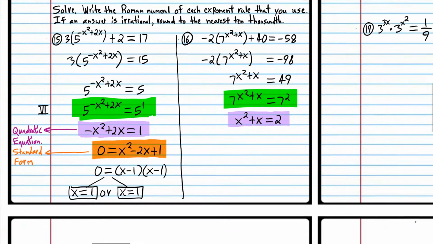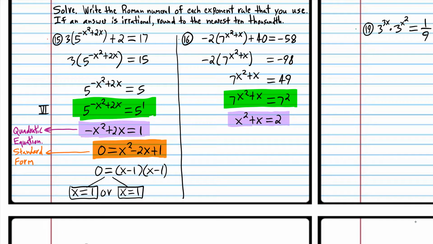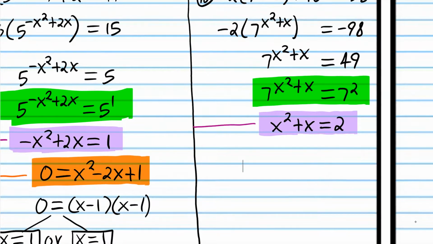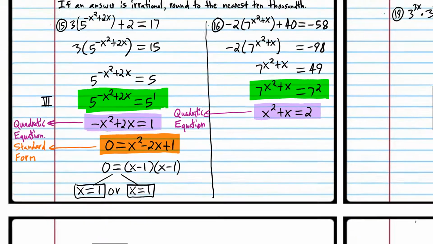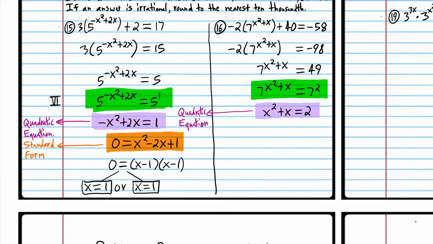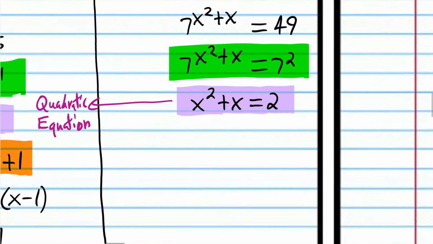If you don't recognize it as a quadratic equation, then you're just not going to be able to solve it, because quadratic equations require special methods. All right, so that is a quadratic equation. But not only do we have to recognize it as a quadratic, but we also have to put it in standard form. We can't solve it unless it's in standard form. So I'm going to put the 2 on the other side, and now it's in standard form.